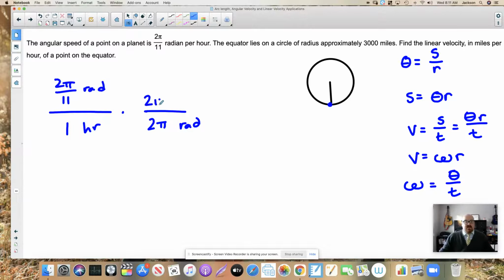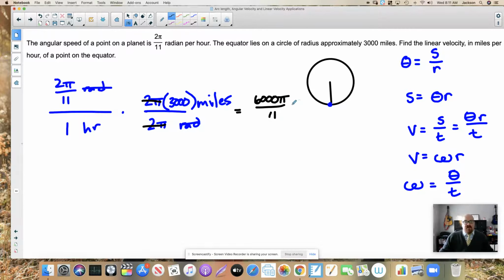So we could say that this is 2 pi times 3,000, because that's how we calculate the circumference of a circle. And because of this conversion factor, the full circumference of the circle is equivalent to 2 pi radians. These radians can cancel, and then we're left with this. Now, if you're looking at this, you're like, this is kind of strange. I agree. Because this 2 pi and this 2 pi, we already know we can cancel them because they're in a fraction above one another. So even these are going to cancel. And we're left with 2 pi over 11 times 3,000. So we'll write that as 6,000 pi over 11.